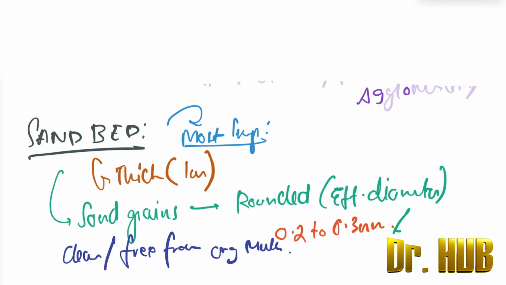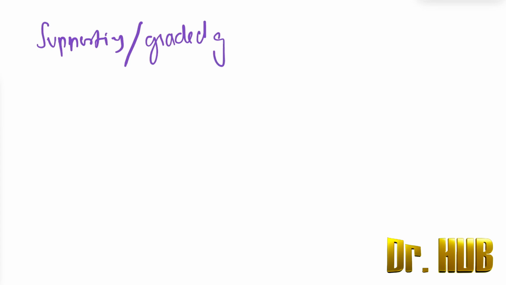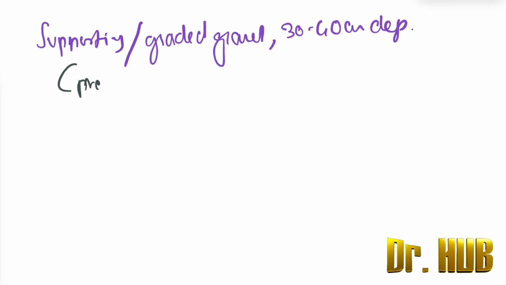There is also a layer of supporting graded gravel, 30 to 40 centimeters deep. This prevents the grains from being carried away into the drainage pipes.